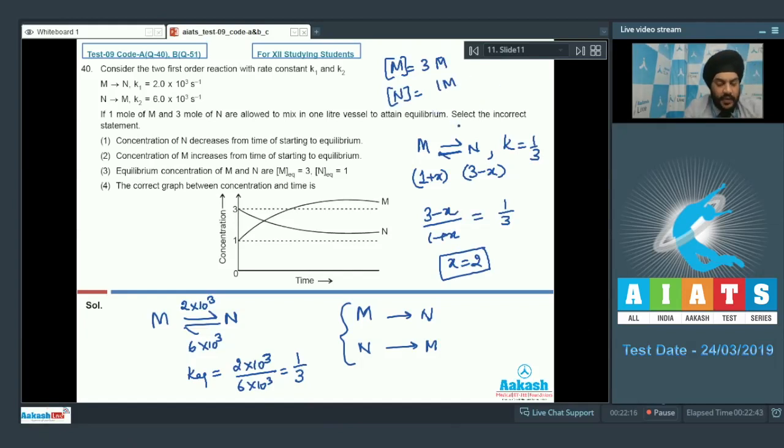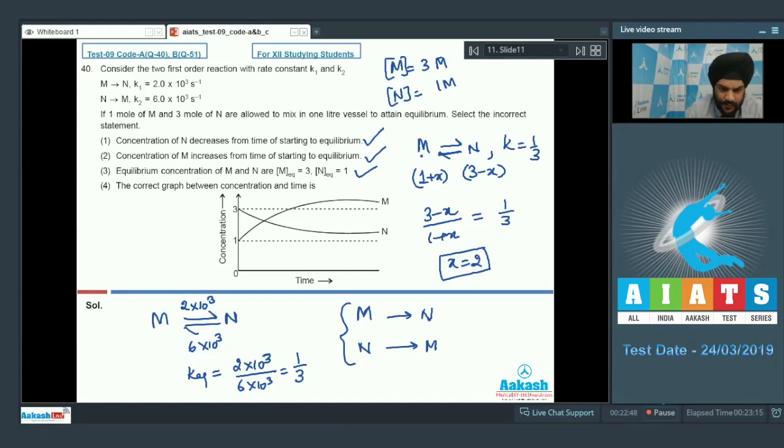Okay. Let us look at the options given to us now. The first option says that the concentration of N decreases from time of starting to equilibrium. This is correct, students. The Q value was greater than K, so the reaction will move in the backward direction, which will lead to a decrease in the concentration of N and an increase in the concentration of M. So if you look at the second statement, that is also correctly given, which says that the concentration of M increases. If you look at the third option now, equilibrium concentrations of M and N are 3 molar and 1 molar. This is also correct, students.